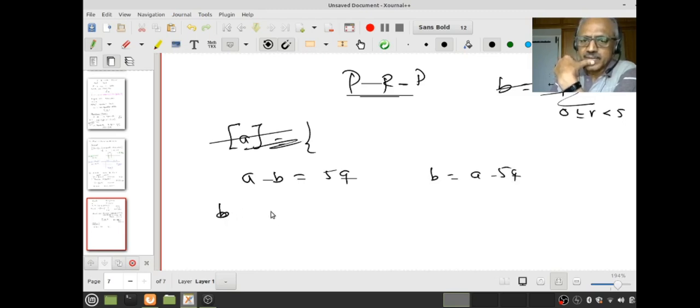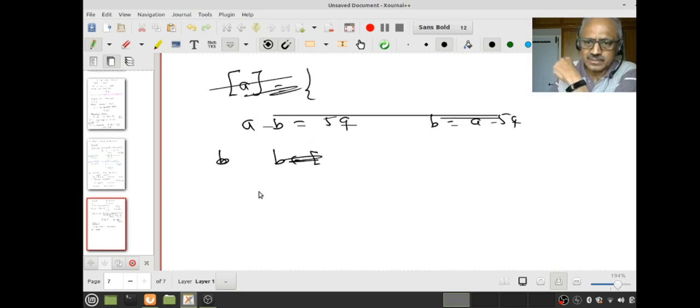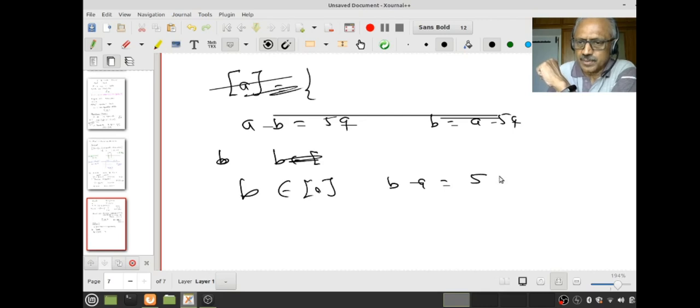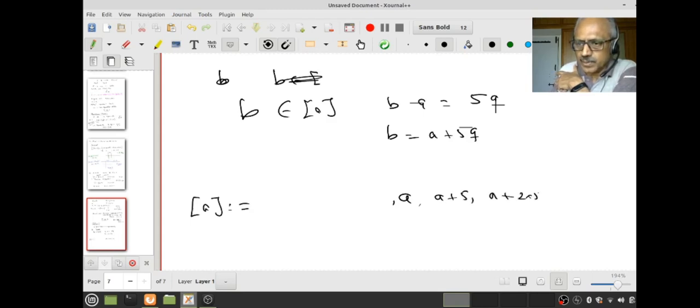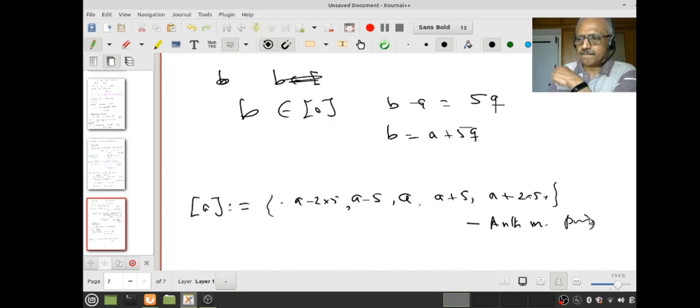Suppose B belongs to the class of A. What does it mean? B minus A must be a multiple of 5. That means B must be A plus 5Q. So you start with A, then A plus 5, A plus 2 times 5, and so on, and A minus 5, A minus 2 times 5, and so on. Do you see the arithmetic progression?